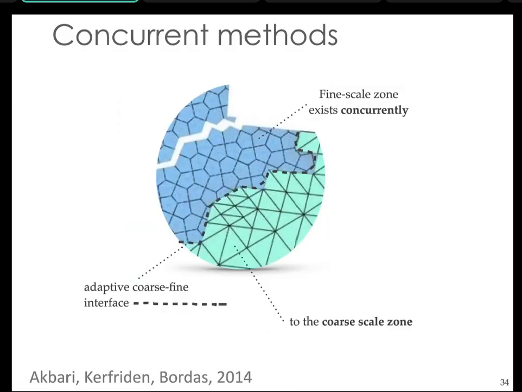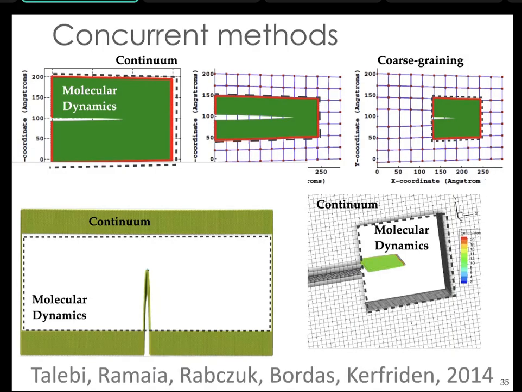So that's really what you want, to have an interface between a fine scale problem and a coarse scale problem. And you want both to exist concurrently. This is called a concurrent method. So you have a fine scale and a coarse scale that exist in the same place, and they interface with each other along a certain line. This is called the adaptive coarse-fine interface. And you need to do that in a smart way to conserve energy and to make sure that you have continuity of the state variables that are important.